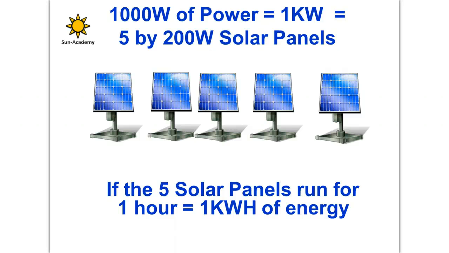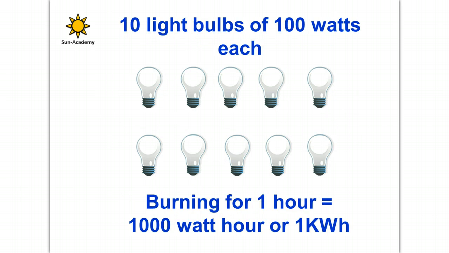1000 watts of power, for example, equals 5 solar panels with an output of 200 watts each. And if they each run for 1 hour, that is equal to 1000 watt hours or 1 kilowatt hour. Alternatively, think of it as 10 light bulbs, each of 100 watts, burning for 1 hour, which equals 1000 watt hours or 1 kilowatt hour.